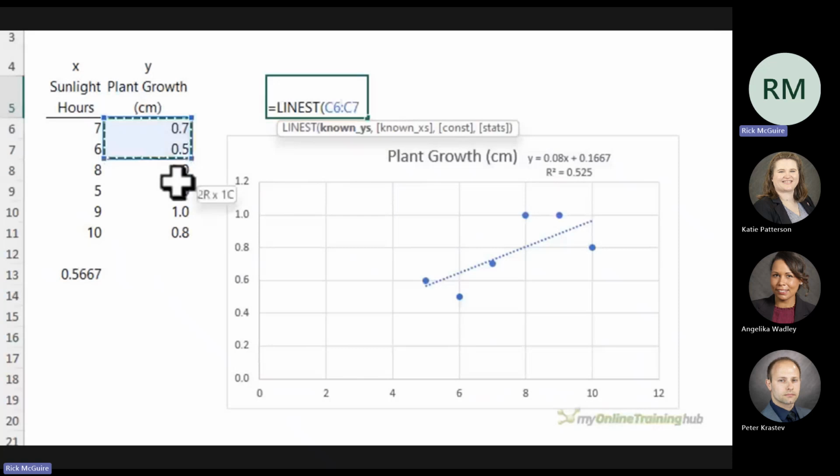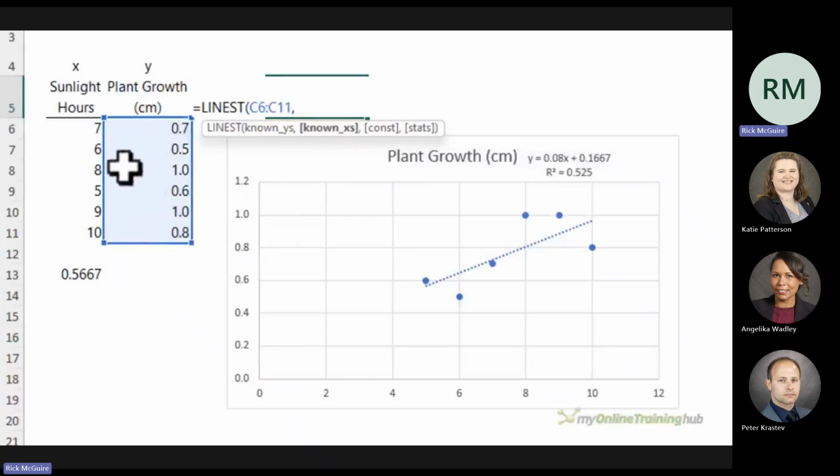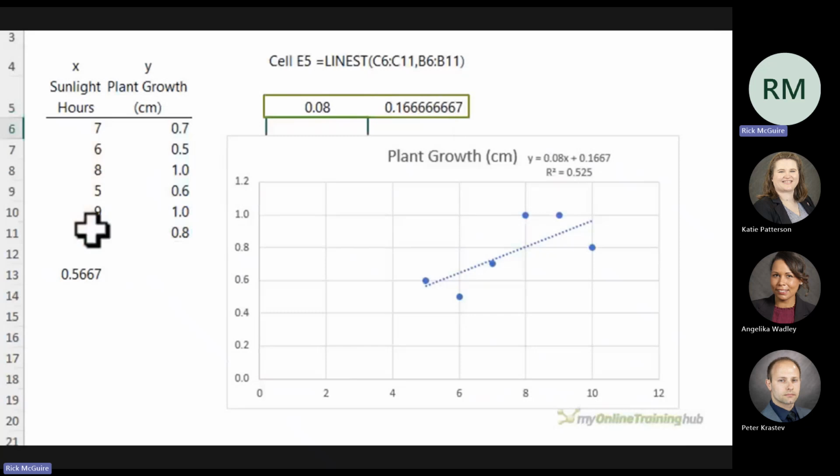By the way, we can also generate the equation using the LINEST function. So the known y's are the plant growth, the known x's are the sunlight hours, and that gives us the same slope, coefficient, and intercept that we have on the chart.